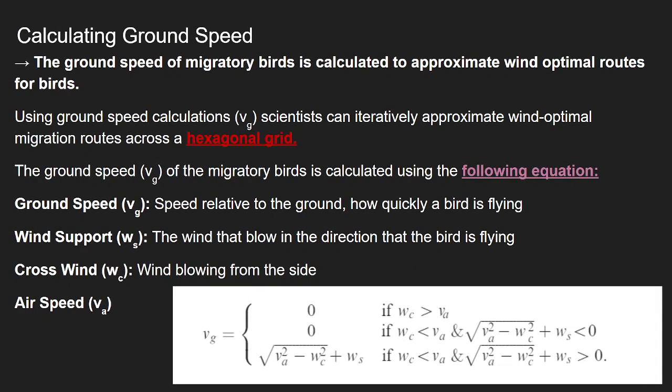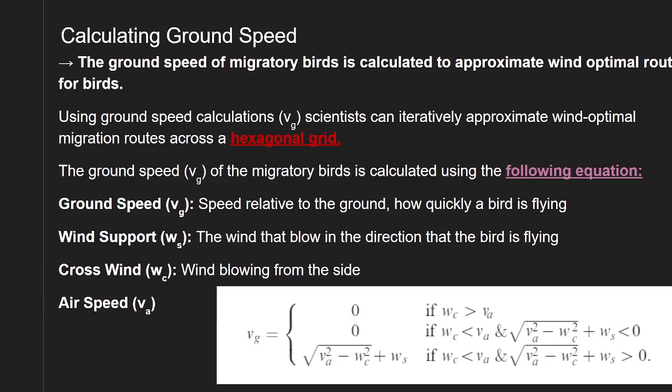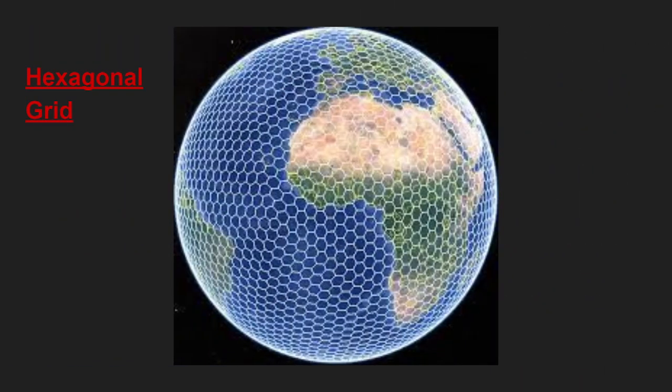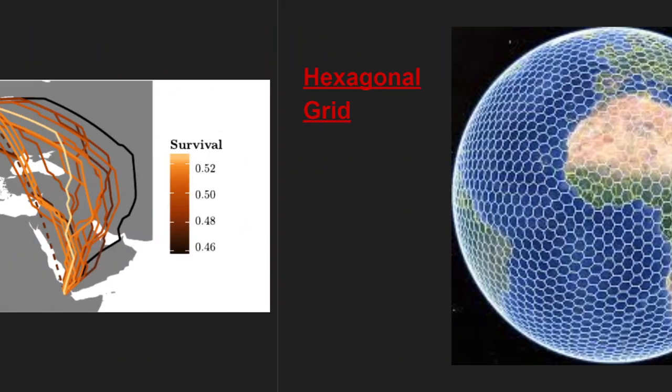And by calculating ground speed, we can do this. So we are given 3 variables. We are given the wind support, crosswind, and airspeed. And so crosswind is going to be blowing across the bird's body, so pushing it sideways. And using this equation, we can calculate ground speed across a hexagonal grid across the world. And that's what this would look like.